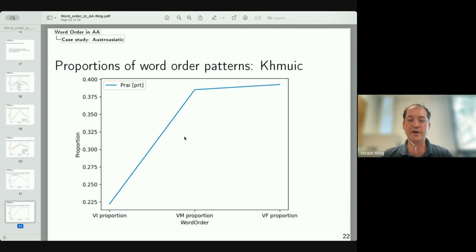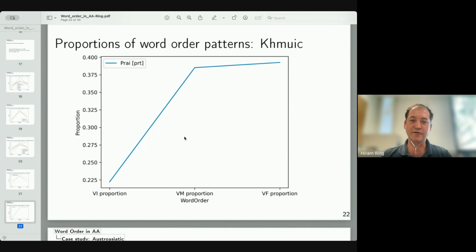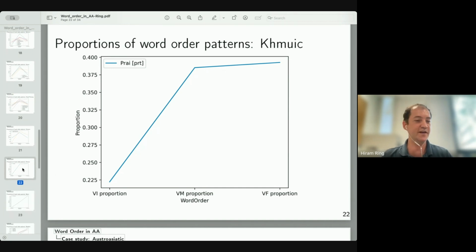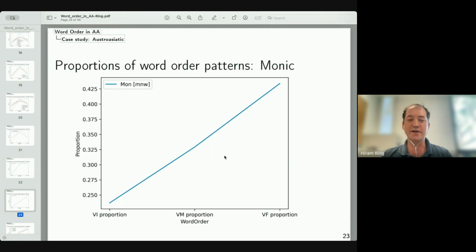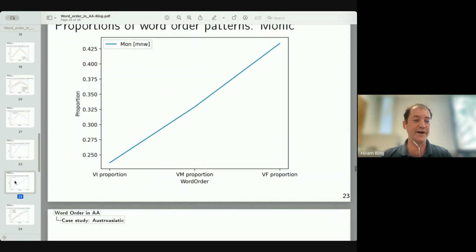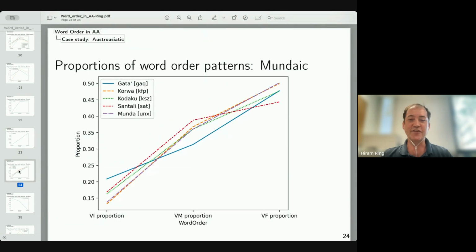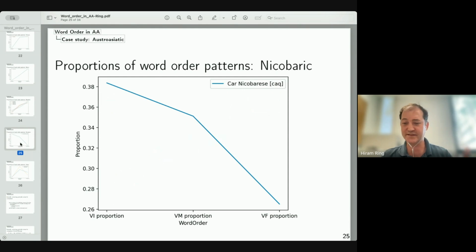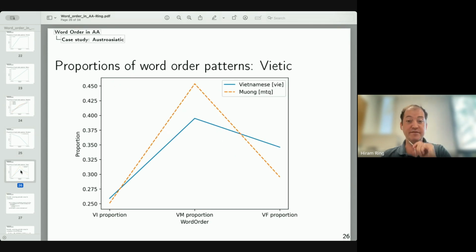Brao in Khmuic looks somewhat verb final, verb medial. And then Mon is pretty much verb final, as are the Munda languages. Nicobaric is clearly verb initial. And then we have Vietic, which looks very verb medial. So this is the overview that you can get from a top-down perspective.